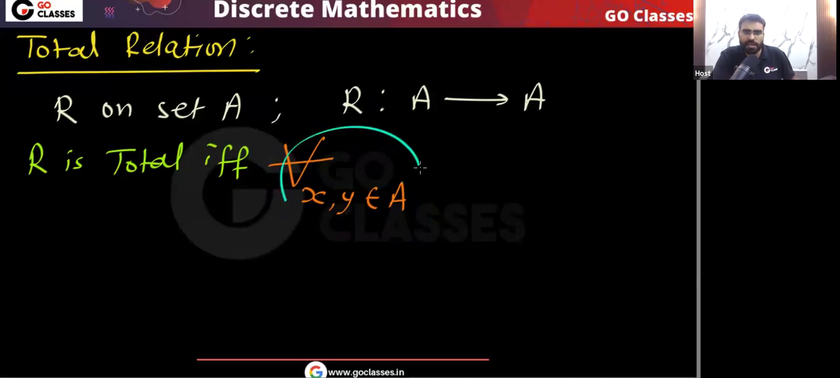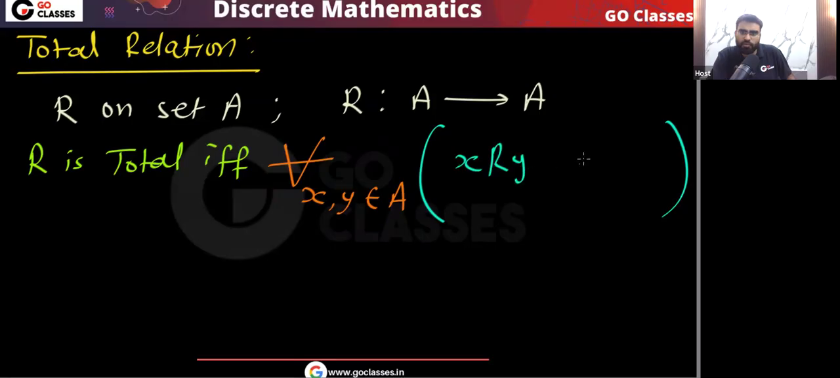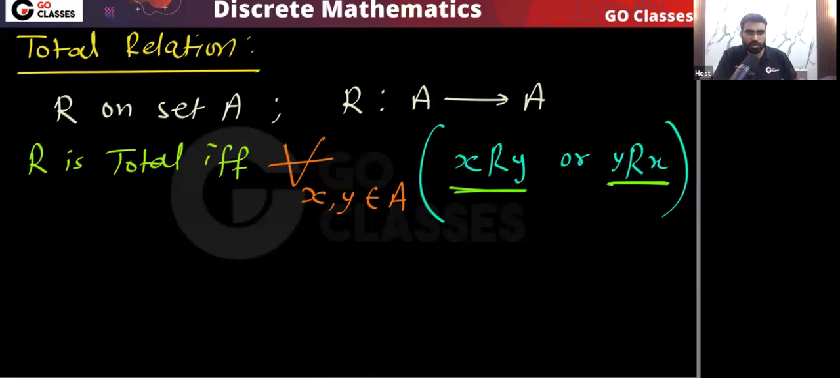So very simple: for all X, for all Y in A, what we are saying is that either X should be related to Y or Y should be related to X. Whatever two elements you take, same or different, at least one of them must be related to the other. Is this clear? At least one of them must be related to the other.